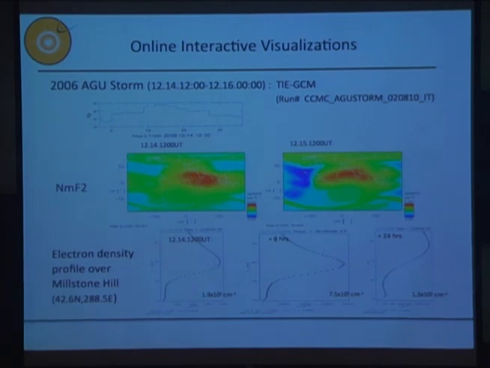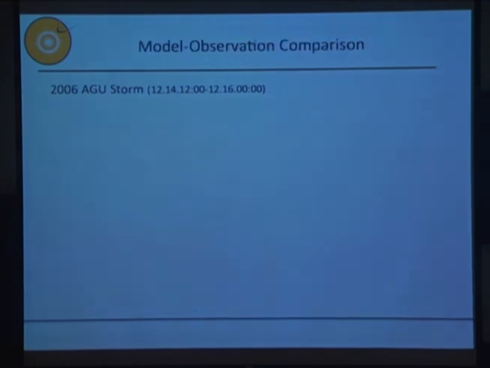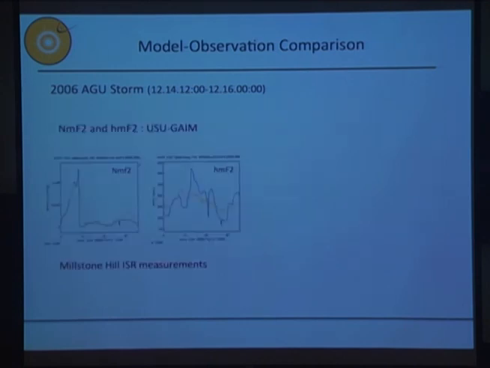So you might want to take a look at the neutral density or the vertical drift and neutral winds in order to find out what makes this kind of change. This kind of information is also available on the visualization tools. For the same period, I have a different measurement. This is the USU GAIM simulation result in red, and the black one is the measurement from the Millstone Hill incoherent scatter radar. This is a time series output, so you can use the result for your comparison.